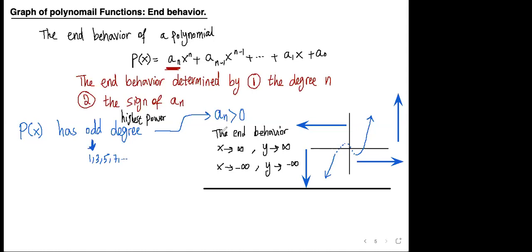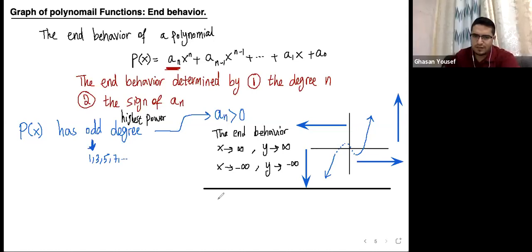So this is for a positive an. Now when an is a negative number, the leading coefficient, I mean, is negative. This formula is for odd power only. We did not talk about even, we are just in the odd. Now when the leading coefficient is negative, look at what happens to the end behavior.